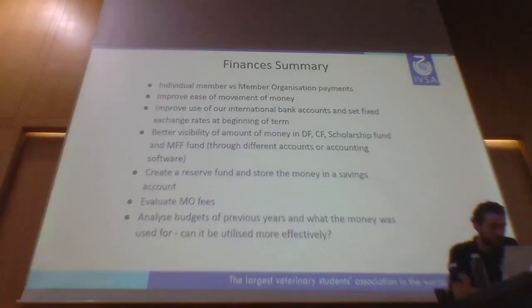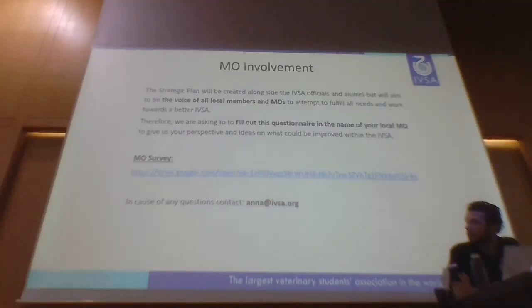All right, so the strategy plan is now created by the strategy planning committee, which is cooperating with the executive committee, with all the officials and alumni. But most of all, we really would like it to be a voice of local members and MOs. And we would like it to fulfill your needs, as IVSA is an association for all of us. And that's why an MO survey has been created. This survey has been sent to all MOs, to all your official emails, so please check the email and the website so you can find the link and fill out the survey.